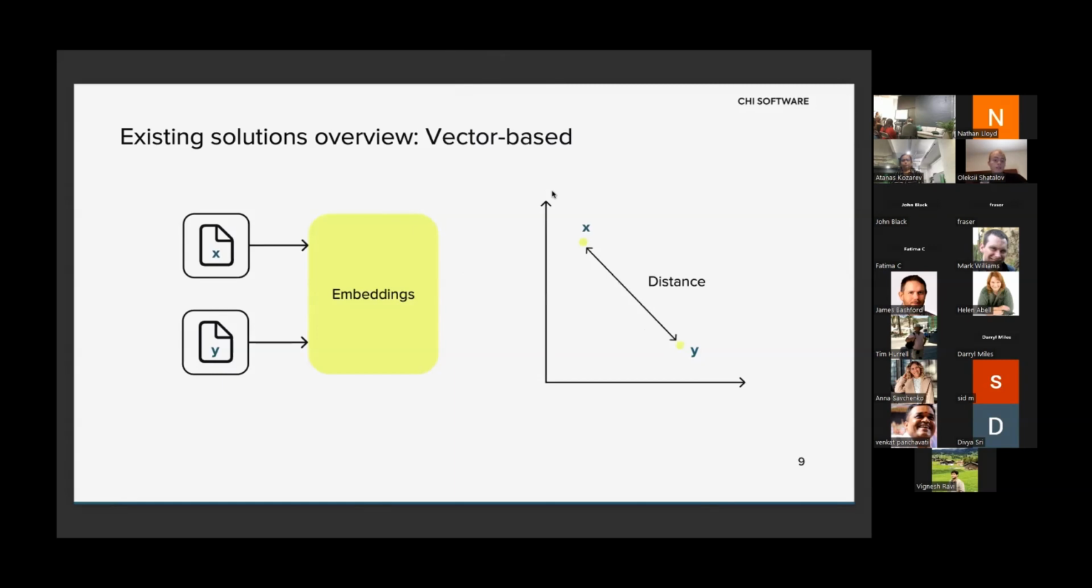And the vector-based approach. We are going to input different documents into some model that creates the embeddings in a multidimensional vector space, maybe not a deep learning model. And then we measure the similarity of the documents by measuring the distance between them in this multidimensional vector space.